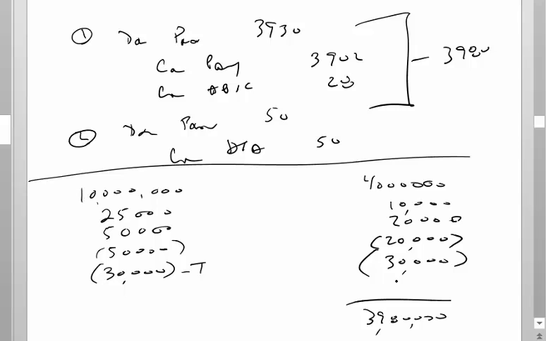No, the good perm. Remember, we got to go back to our facts. The good perm, yeah, it's 50. It's last year's bad perm, which is this.